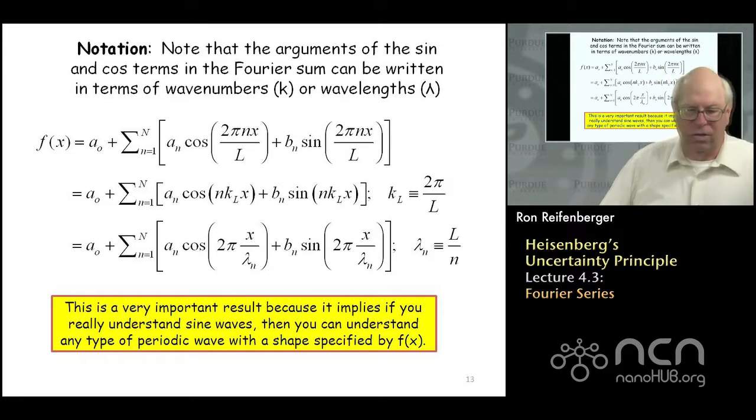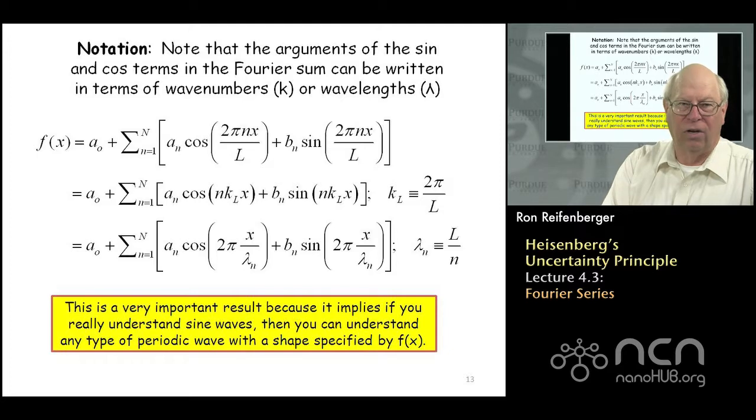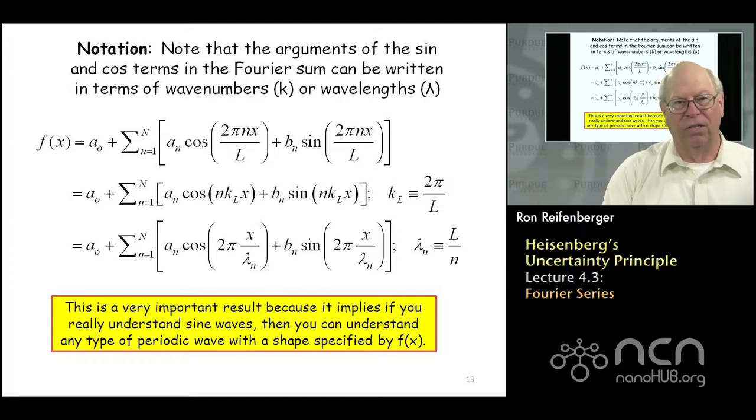So this should be of comfort to anybody, because no matter how complicated f of x is, it can always be represented as an infinite sum of sines and cosines. And if you understand how sines and cosines work, then you understand each term in the series. And so therefore you, in principle, can understand how any complicated function of x behaves. So that's one of the great benefits of Fourier's theorem, and it's why Fourier series are used everywhere in science and engineering.